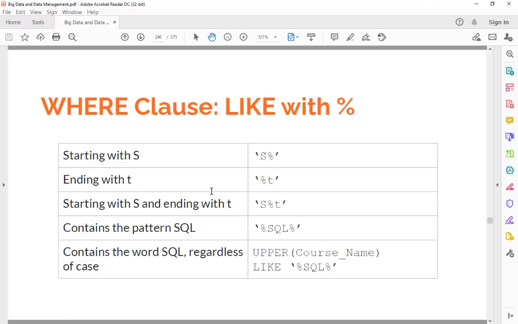Now, then we have the contain the pattern SQL, contain the 3 characters SQL. That will be %SQL%. They will give us anything starting with 0 to many characters, followed by SQL, followed by 0 to many characters. So like we said, SQL itself, 3 words, fits into this pattern.